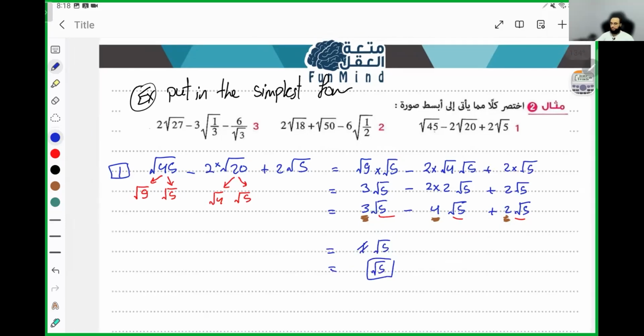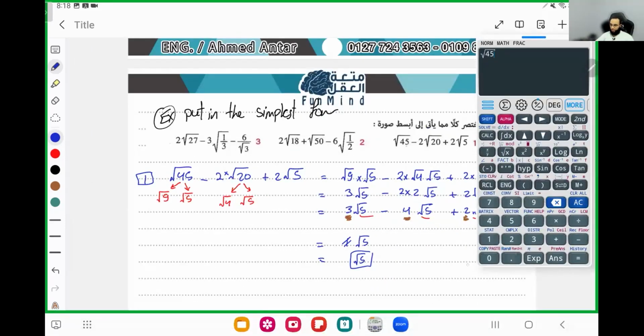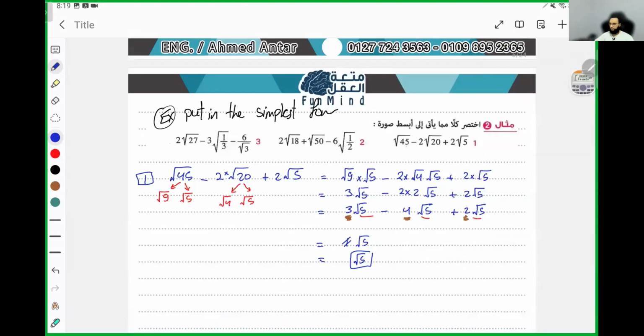You got it? Yes. Let's check the calculator. Root 45 minus 2 square root 20 plus 2 square root 5 gives root 5. And the calculator could help you with the square roots only. With the cubic roots, the calculator doesn't work. Okay?